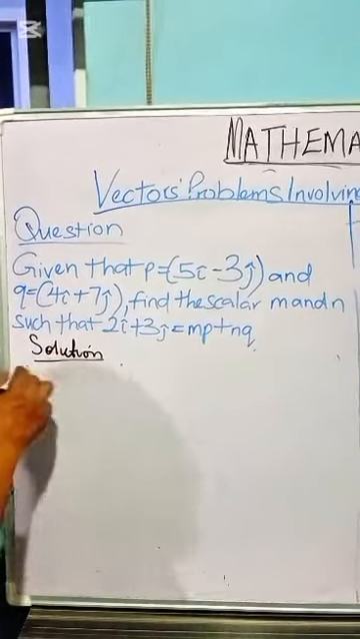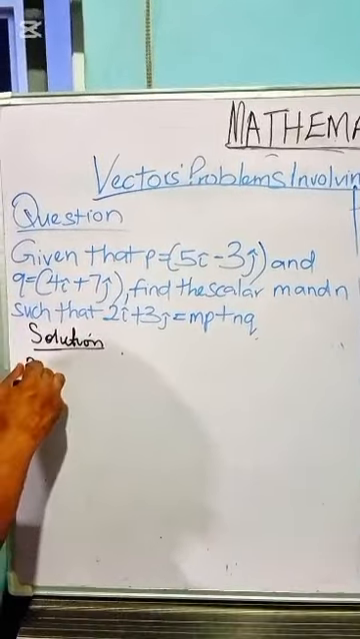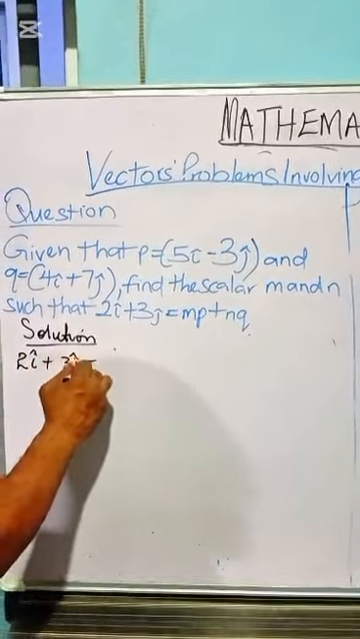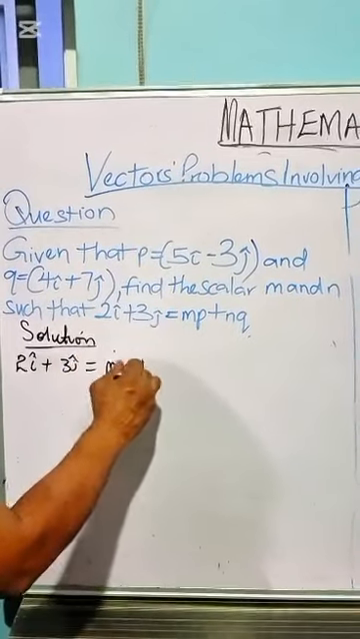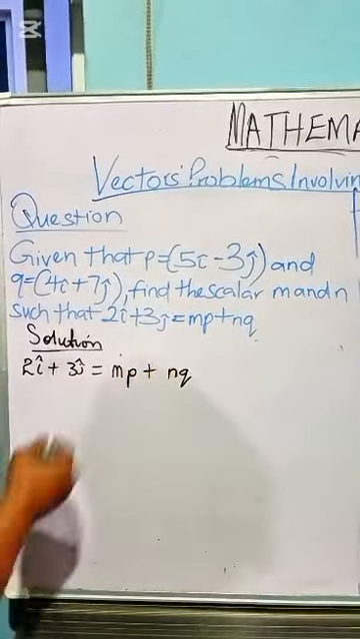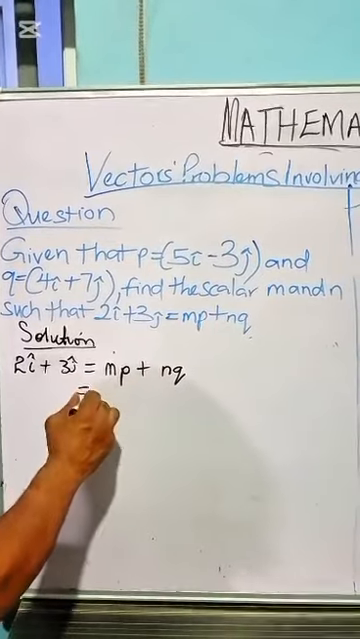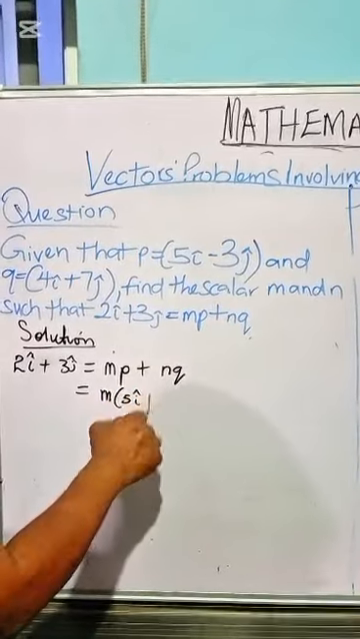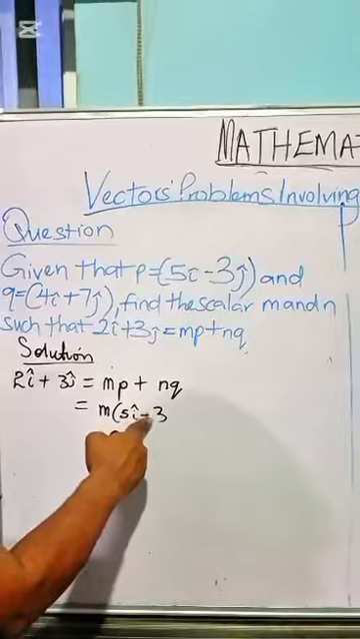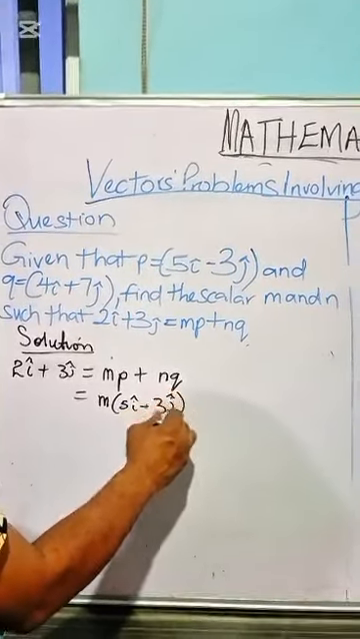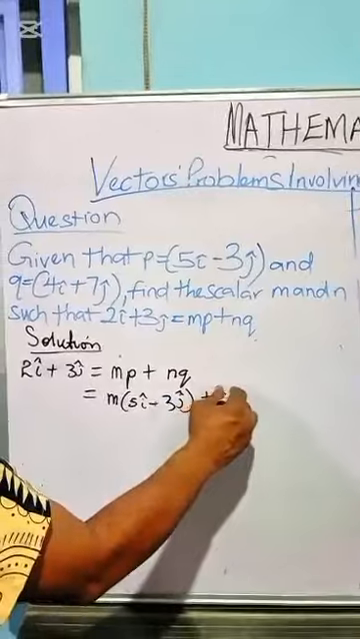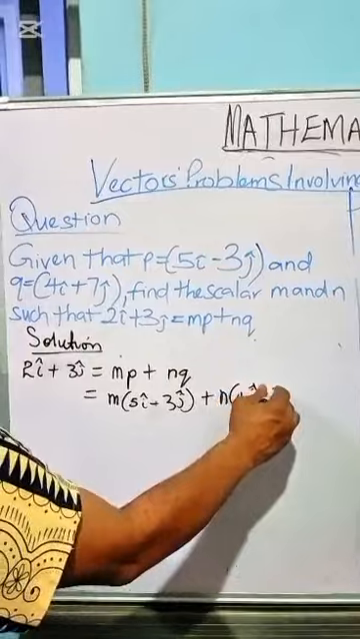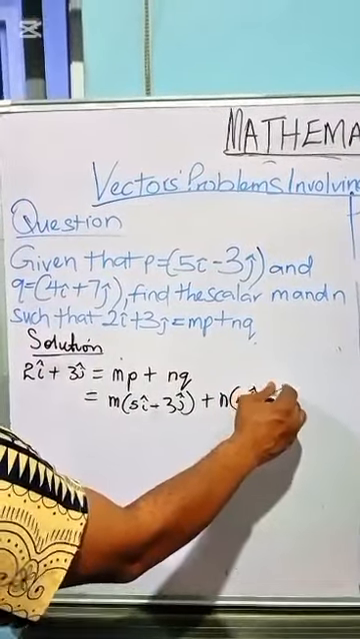Our method is to begin from the last part of the question. 2i hat plus 3j hat is equal to mP plus nQ. So if you replace P with 5i hat minus 3j hat, and then do the same thing to Q, that is 4i hat plus 7j hat.